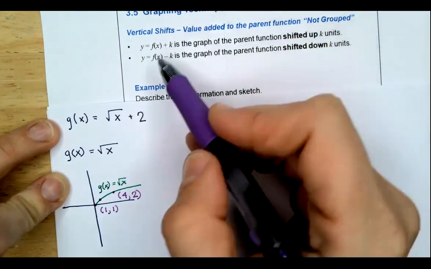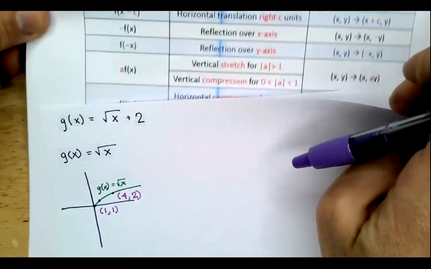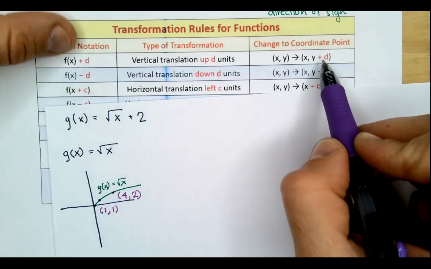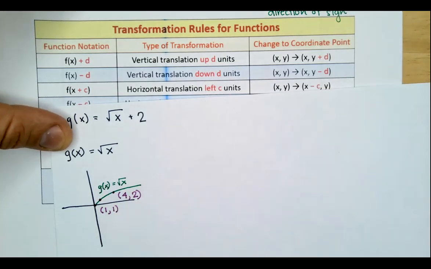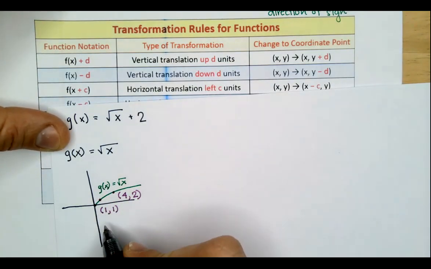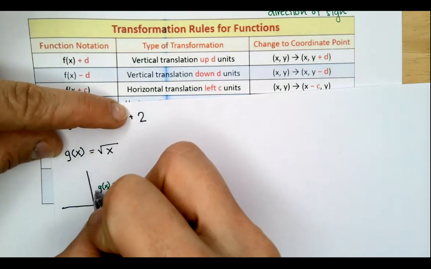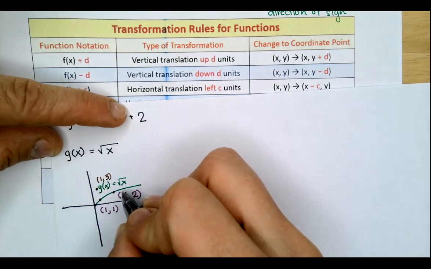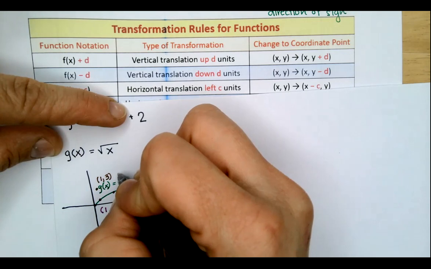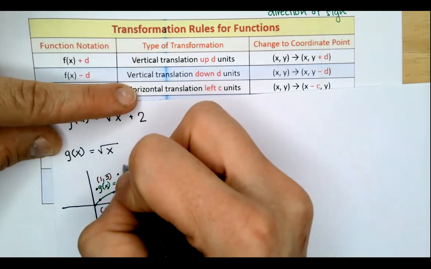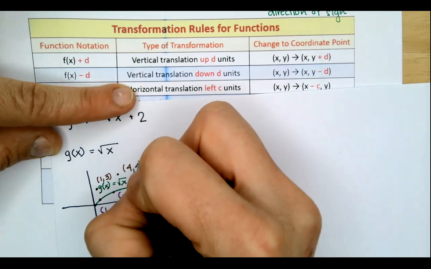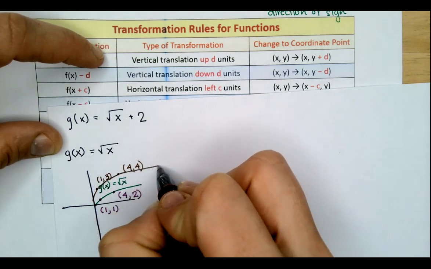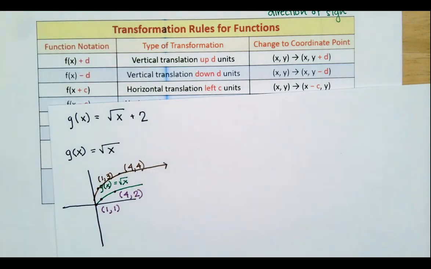And instead, we are going to shift it up k units. If we look at our little table, shifting it up k units means we add that number to our y value. So instead of 1, 1, our new point is going to be 1, comma, 1 plus 2, so 1, 3. This one is going to be 4, 4. So we have moved it up. It's staying the same size. It's doing the exact same thing. It's just going to go up 2 units.